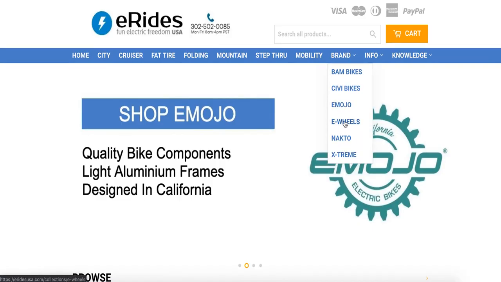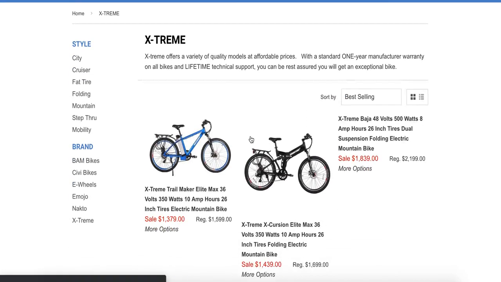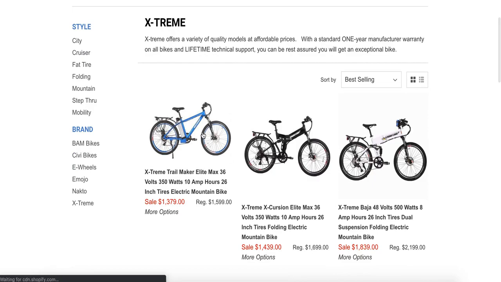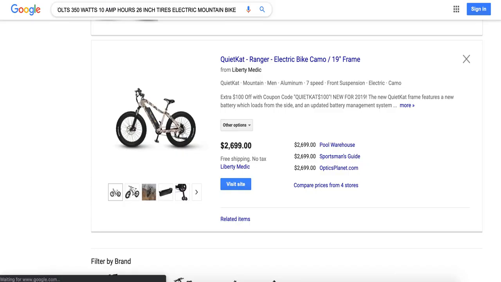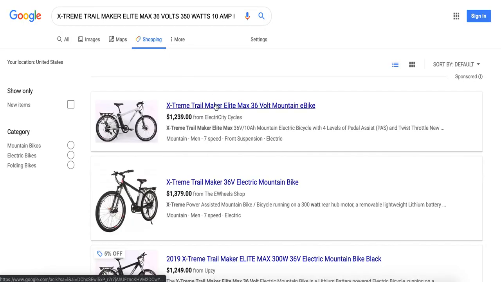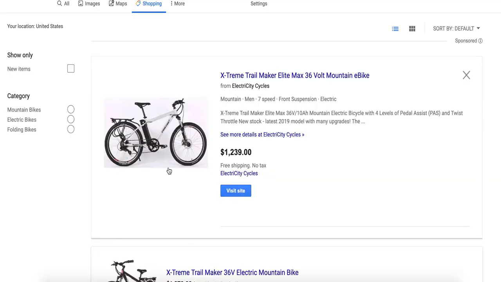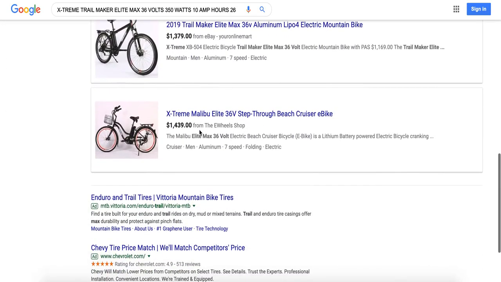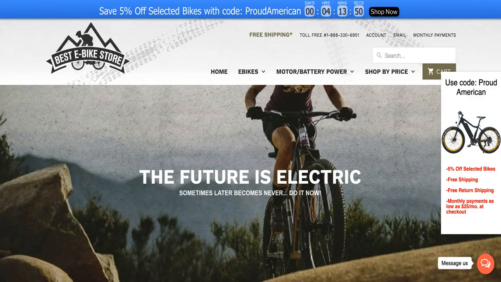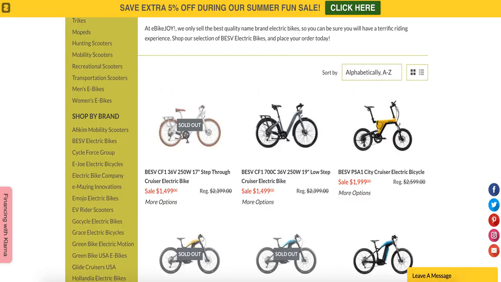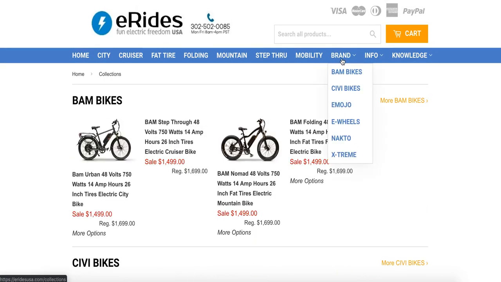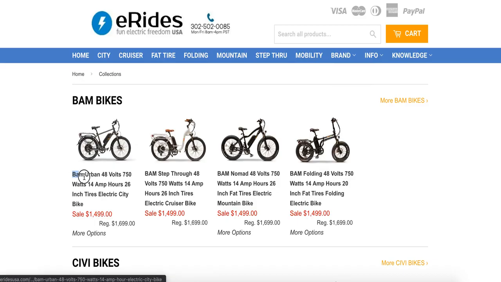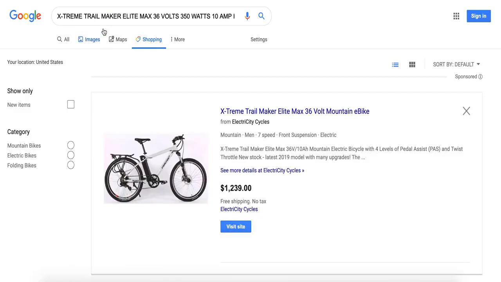cool. Let's look at Extreme. Let's see what other sites have these. Alright, let's see what's going on with this one. Electricity cycles, that's a new one. Okay. That's another one here. Bam bikes. There it is.